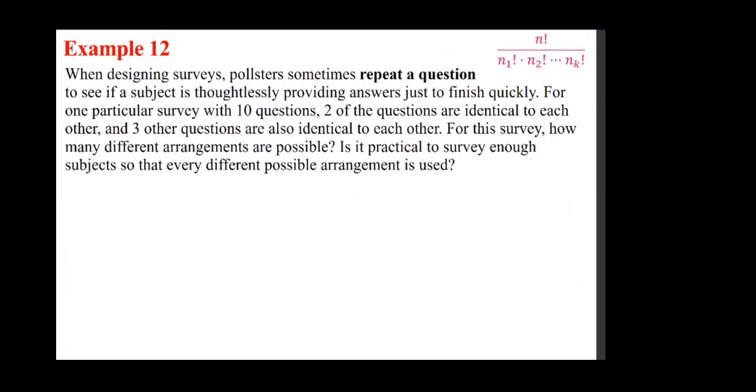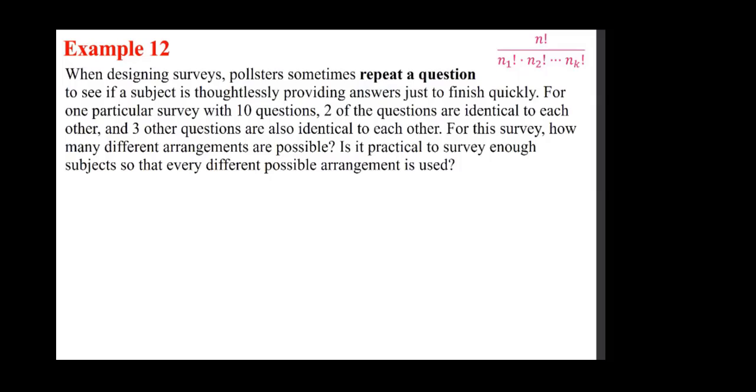When designing surveys, pollsters sometimes repeat a question to see if a subject is thoughtlessly providing answers just to finish quickly. For one particular survey with 10 questions, 2 of the questions are identical to each other, and 3 other questions are also identical to each other. For this survey, how many different arrangements are possible? Is it practical to survey enough subjects so that every different possible arrangement is used?